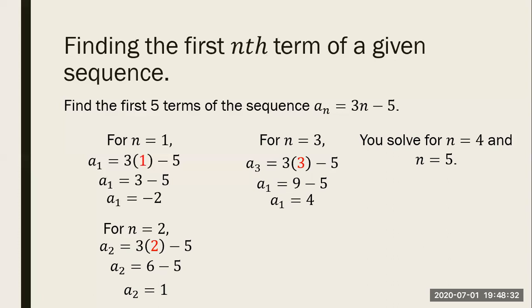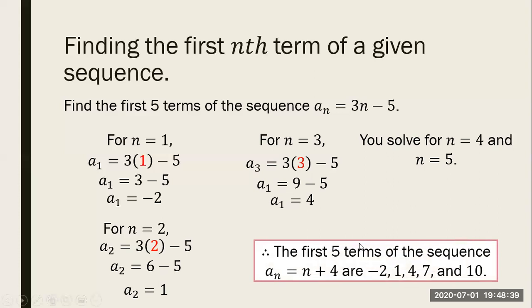Okay? Na-solve na? So the answers, the first 5 terms of the sequence a sub n is equal to 3n minus 5 are negative 2, 1, 4, 7, and 10. Who got it correct? Congrats if you got the correct answer.